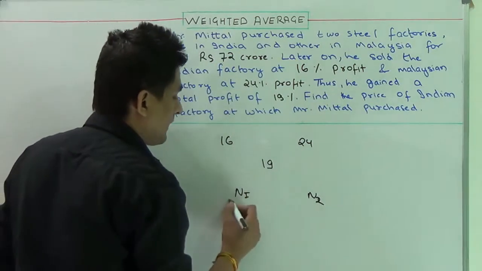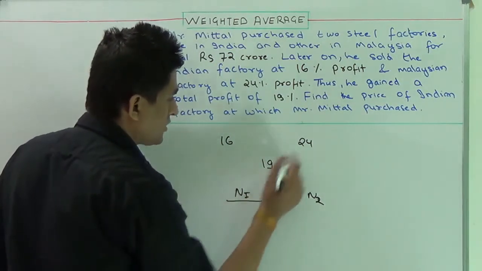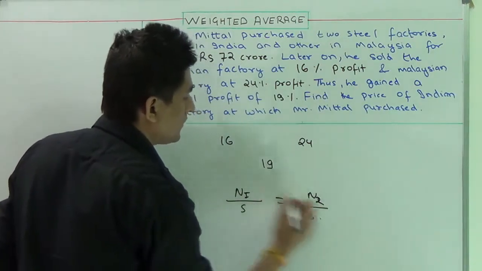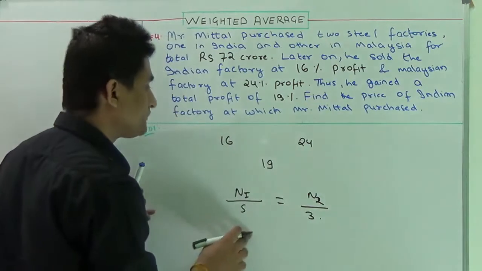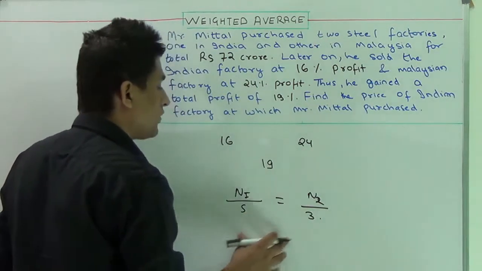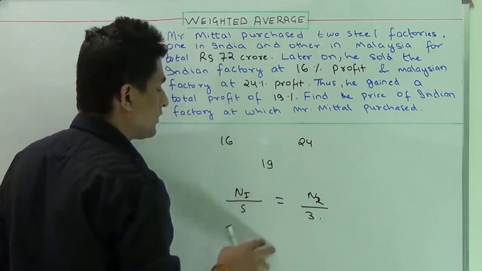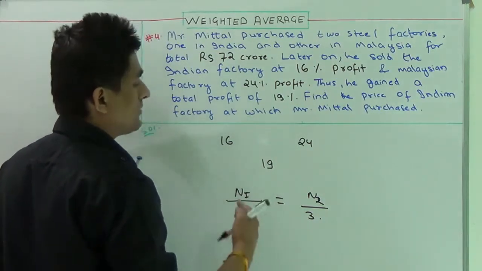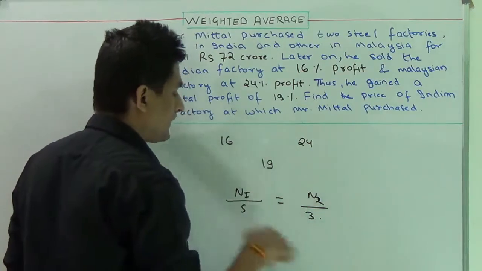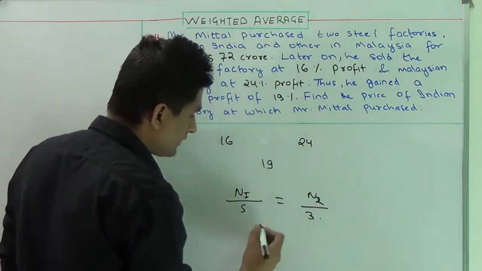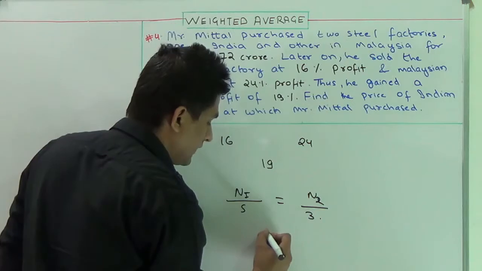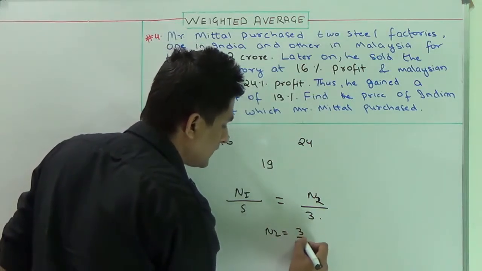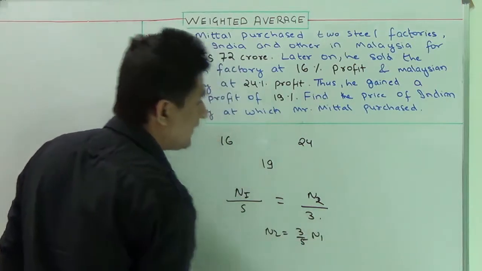So now I'll apply allegation. After applying allegation, 24 minus 19, which is 5, and here it will come out to be 3, 19 minus 16, which is 3. Since I have not told you about ratios or some other concepts, I am doing this question like this. Else you can solve this question in many other ways. So now I am calculating the value of N2 in terms of N1, that is 3 by 5 of N1.